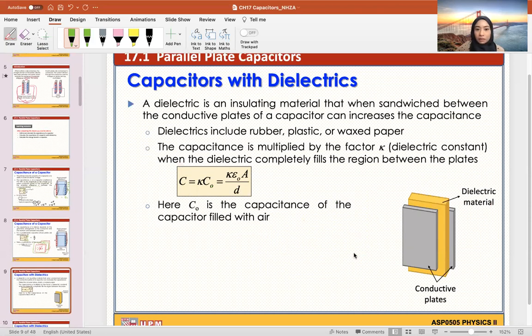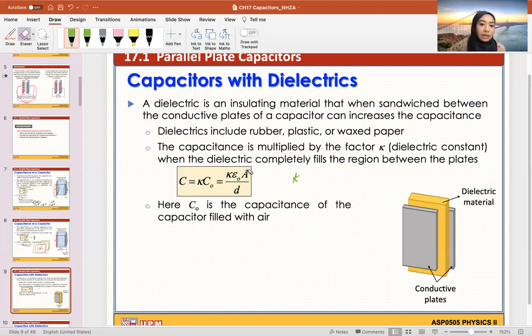Okay. So, capacitors with dielectrics. A dielectric is an insulating material that can be sandwiched between the plates. We know this already. So the capacitance is multiplied by a factor K. This K is in italics, not a regular K. It's a very fancy K. So that is your K, the dielectric constant, the fancy K.